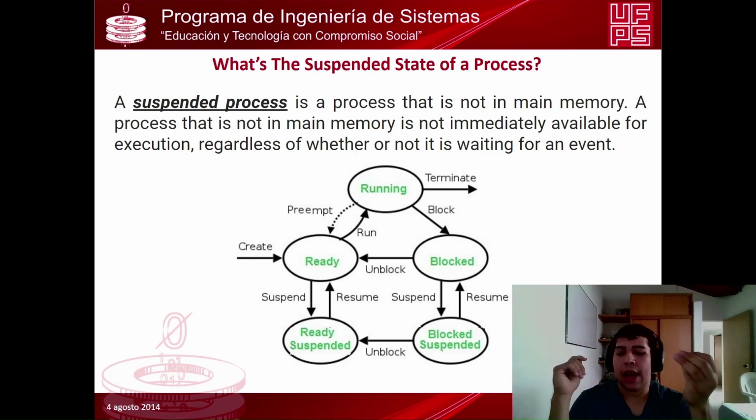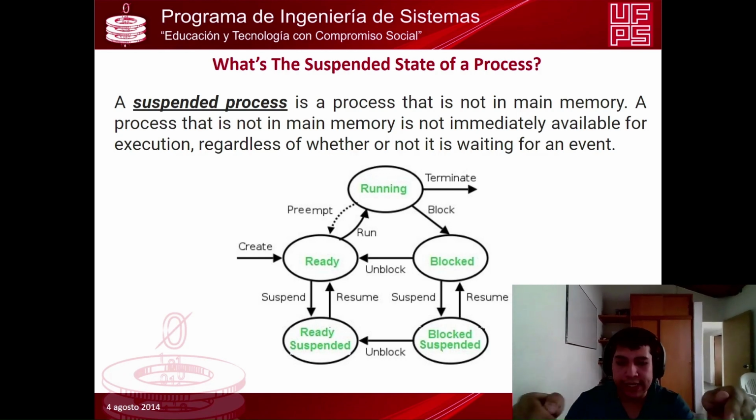When all processes in main memory are in the blocked state, the operating system can suspend a process by putting it in the suspended state and transferring it to disk. The space that is freed in main memory can be used to fetch another process.